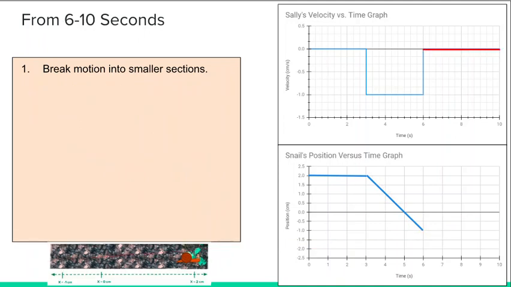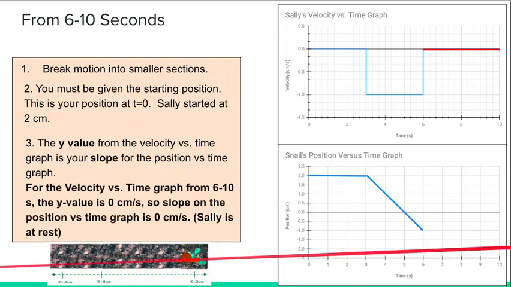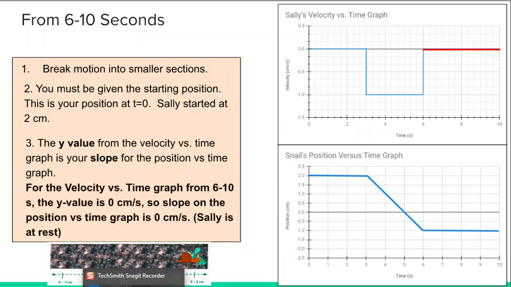Our final section. So for our final section, our y value is 0. So Sally came to a stop again. The y value will give us the slope for the position graph. So since the y value is 0, Sally is at a stop. That means that this is going to stay at the same position and the slope will be 0. So it should be a horizontal line. Just like that. And that's the position graph from the velocity graph.